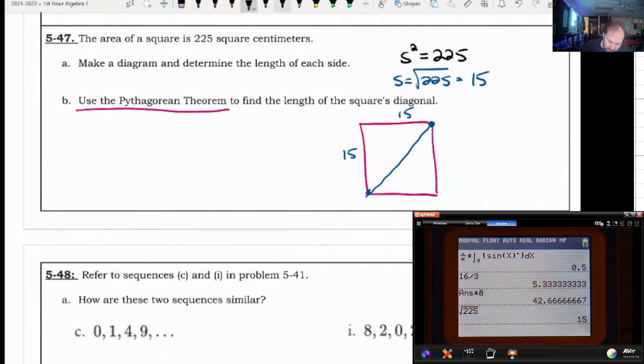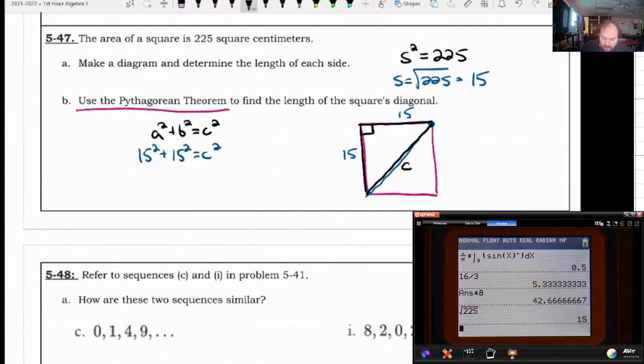And what you've done here is you've created a little miniature right triangle. And that right triangle has 15 on both of its legs. And we need to figure out the hypotenuse, which we usually call c. The Pythagorean theorem goes a squared plus b squared equals c squared. And in this case, a and b are both 15.